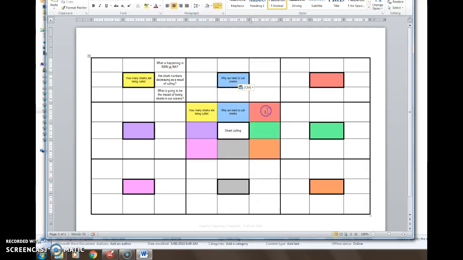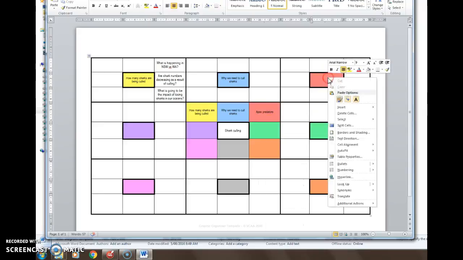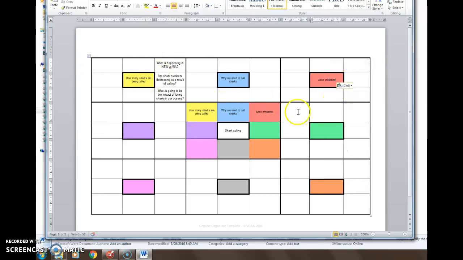Okay. Apex predators. I mean, and these are just completely off the top of my head. You don't have to have every box filled at this time. What I would suggest though is that when you are filling in these white boxes around the outside, that you are filling them as questions and not just single words. By filling them in as questions, you're giving yourself somewhere to go.